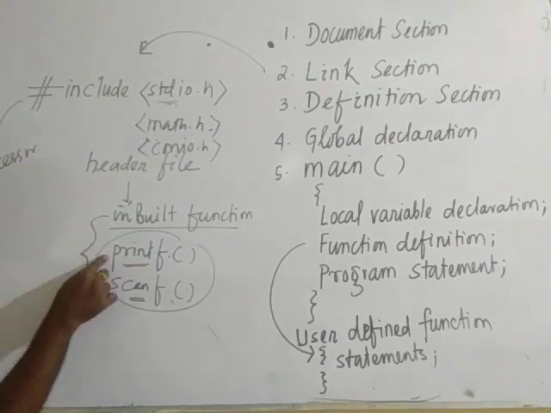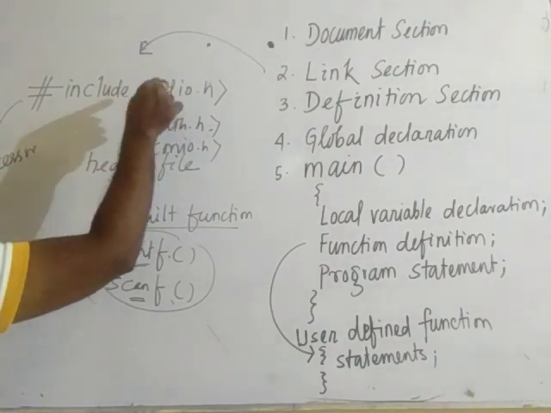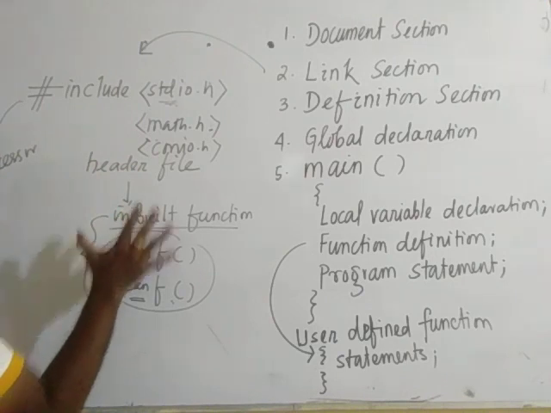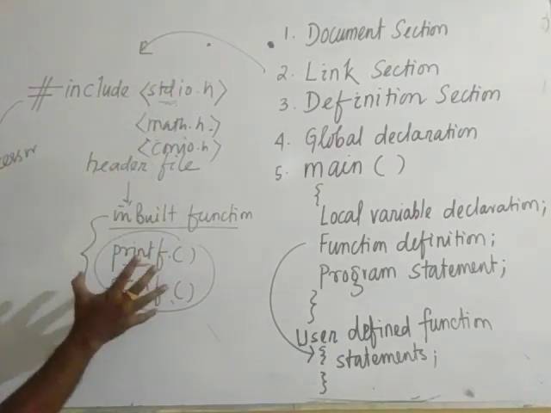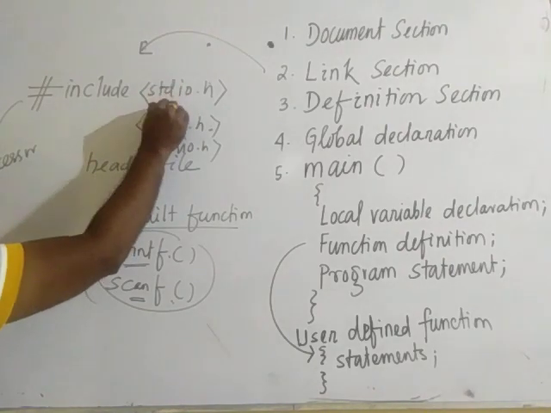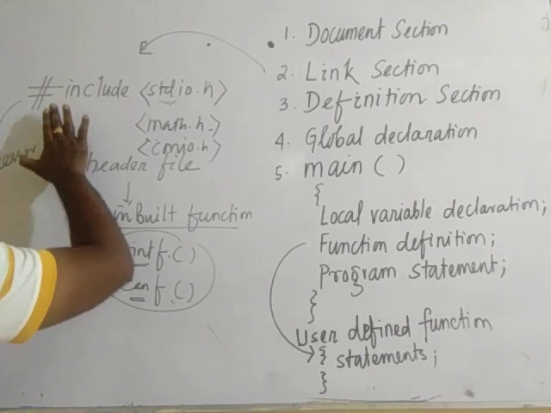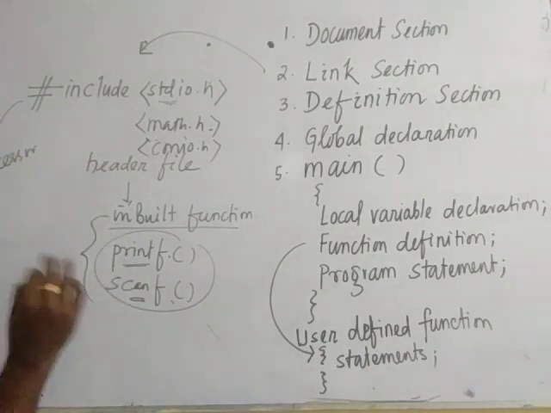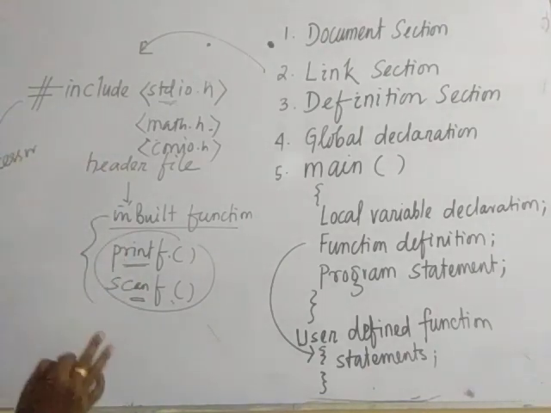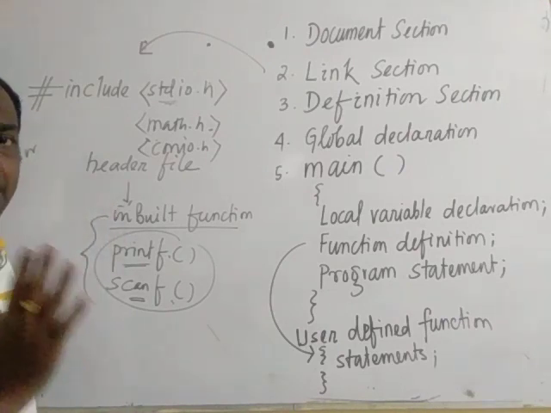So whenever I use printf and scanf in my program, I have to include this file, because if I do not include it, it will give an error. That is because the coding of these functions is written inside this file. If I do not include it, then these functions cannot be executed. So I have to include different types of header files in this linking section to use different types of inbuilt functions in C programs.